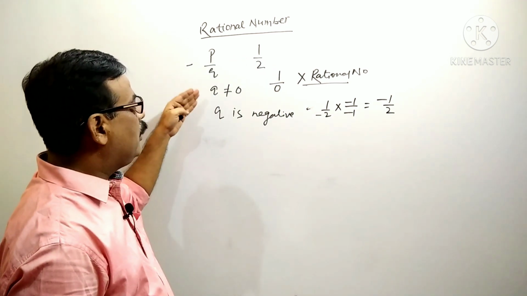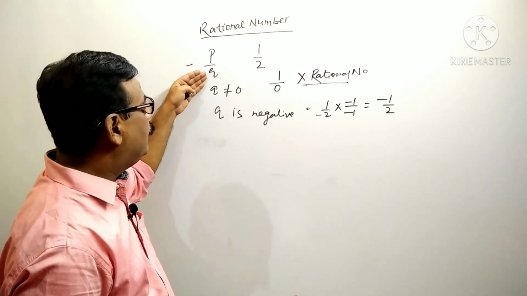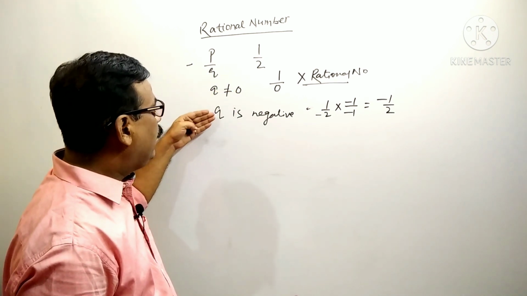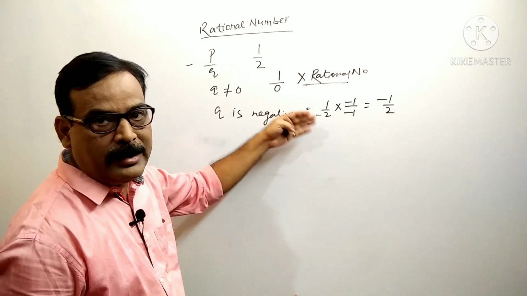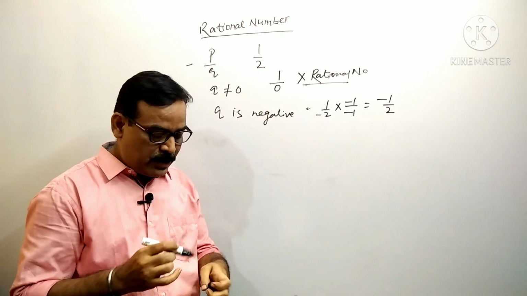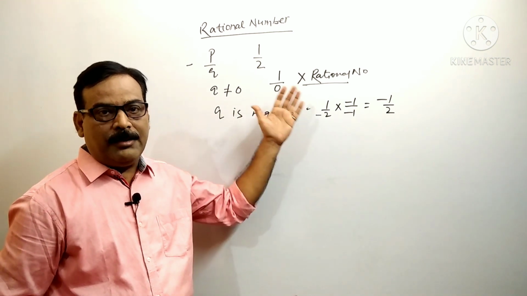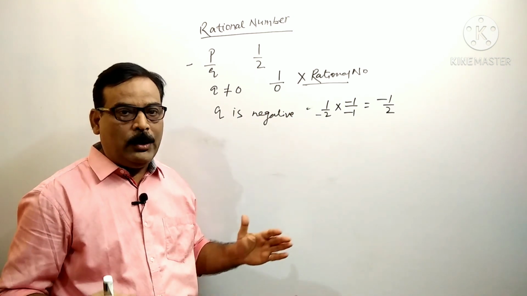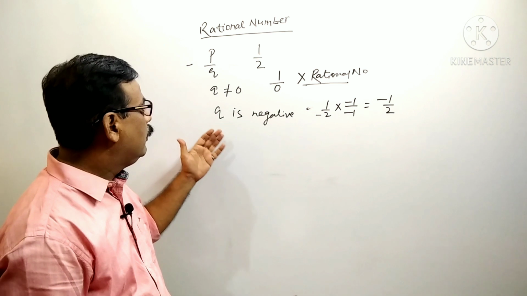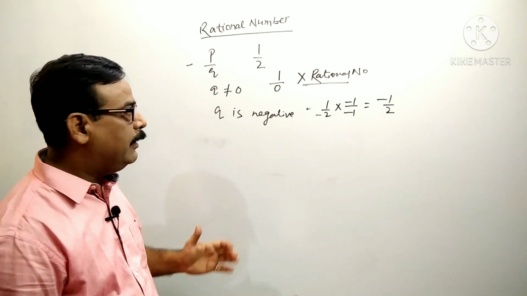So here are three criteria you should fulfill when you find any rational number. First, it is in the form of p by q. Second, q is not equal to 0. And third, q should always be positive. So from this we can say the definition of a rational number is a number which is in the form of p by q, where q is not equal to 0 and q is always positive. So that is a rational number, we can say.